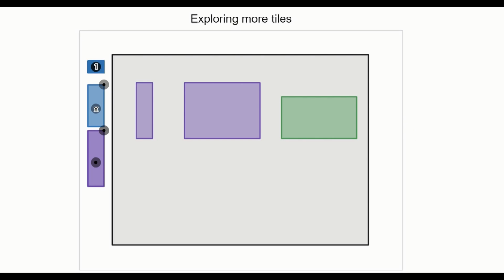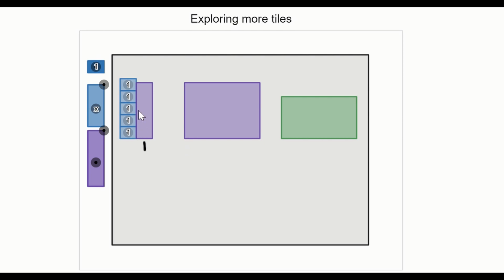Here we have our three new tiles. Let's take a look at this purple rectangle first. First, let's compare the width of our purple rectangle with the unit tile. Notice that they have the same width, so this purple rectangle has a width of 1. Now let's compare the height. Let's stack these unit tiles and see if we can determine what the height of this purple rectangle is.